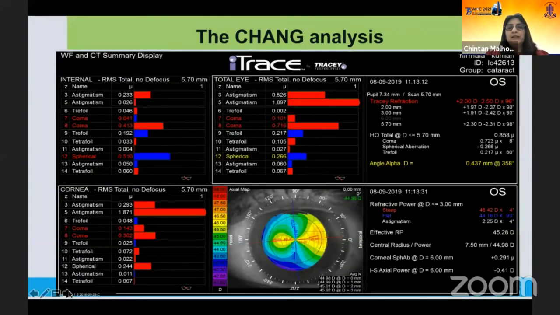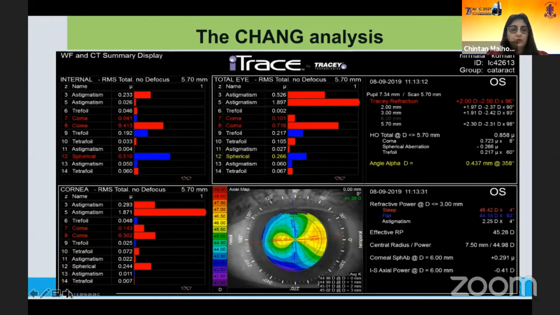Then coming to the next, this is the Chang analysis, a screen which all of us use frequently. It can give us at a quick glance a very quick idea of whether a person should be going in for a premium IOL or a toric IOL, and what are the main sources of aberration, apart from a lot of other information.